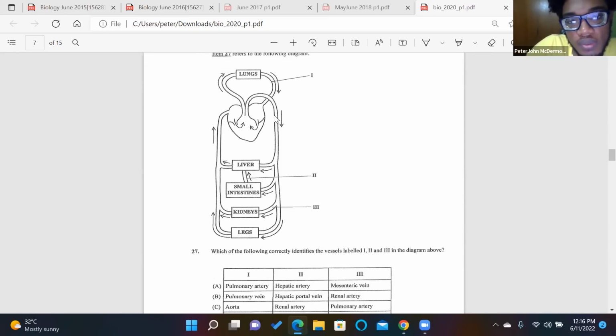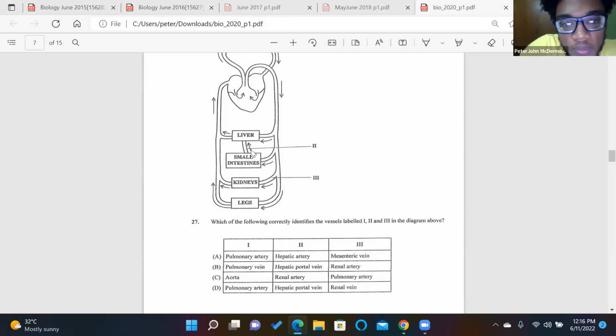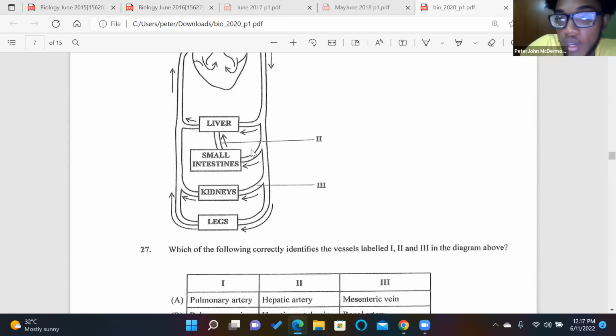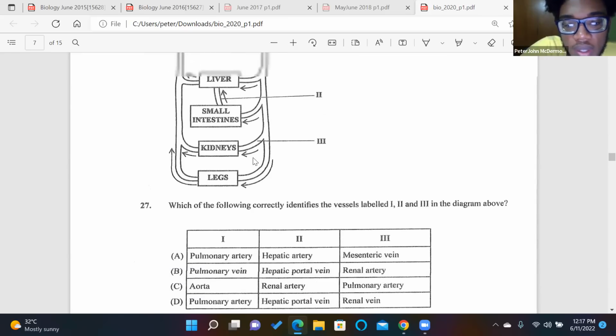So what is one? Pulmonary artery. What is two? Oh, I forgot to say, guys, coming from your small intestine to your liver, you have a vein. This is one of the veins in your body that does not go straight from an organ into the bloodstream. It goes from one organ to another organ, and it's called the hepatic portal vein because we're going to the liver.